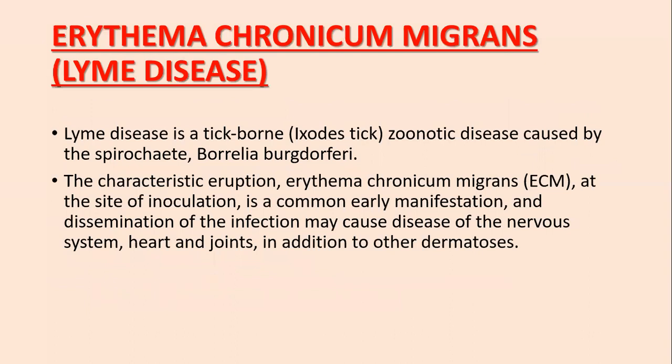Then erythema chronicum migrans, which is part of Lyme disease. Lyme disease, you all know, is a tick-borne zoonotic disease caused by the bite of the Ixodes tick. By the bite of this tick, it inoculates spirochetes, Borrelia burgdorferi, within the skin. The characteristic eruption of erythema chronicum migrans develops at the site of the bite. Usually in such annular erythema, there will be a punctum, central or within the annular ring.